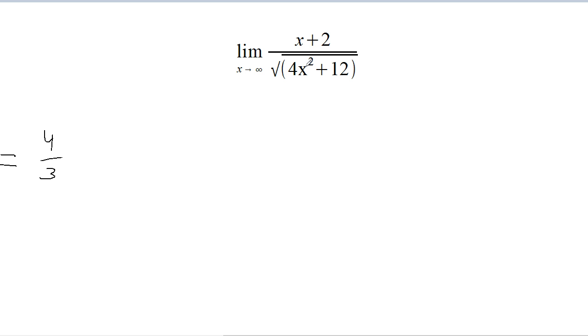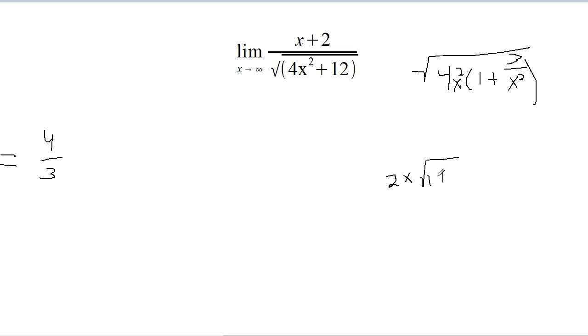Oh no. There's the square root. Well, let's try factoring out that 4x squared in the square root and see what happens. So now I have a square root, and I'm factoring out the 4x squared. So now I have 1 plus 3x squared, simplifying just a bit. Okay, so this is still kind of messy, but let's take out the 4x squared now. So now I have 2x, square root of 1 plus, that looks familiar, it's 3 over x squared, so that just becomes 0.